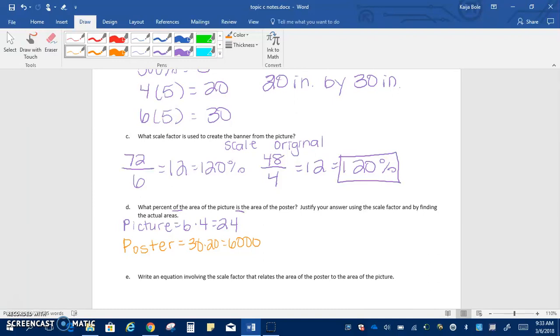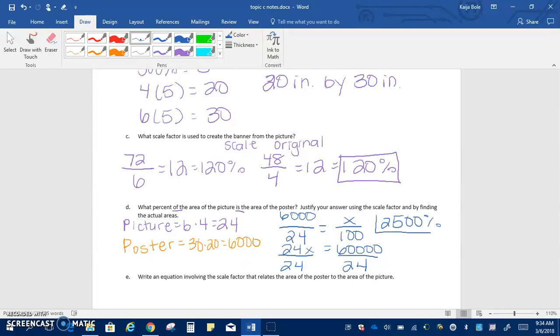So, if we go back, and we're going to set up our proportion now, so we have our x over 100, we're looking for the percent, and then our is over of. So, is the poster, so this would be 600 over 24. So now we're just solving for x. So you get 24x equals 60,000. Okay. And then if you divide by 24, we would get that our percent is 2,500%.